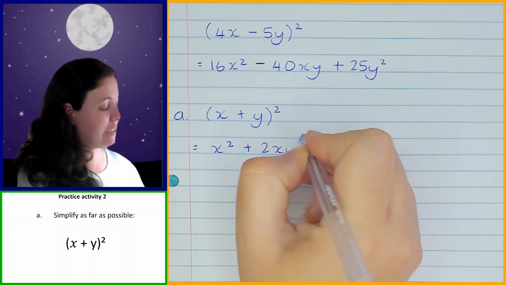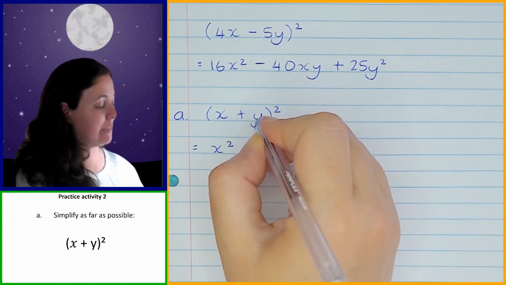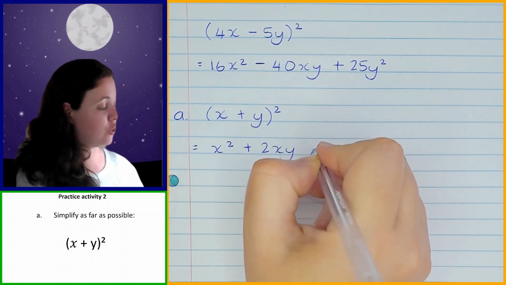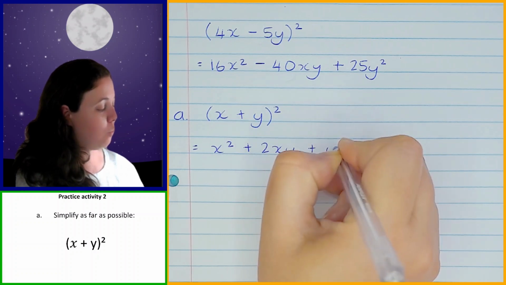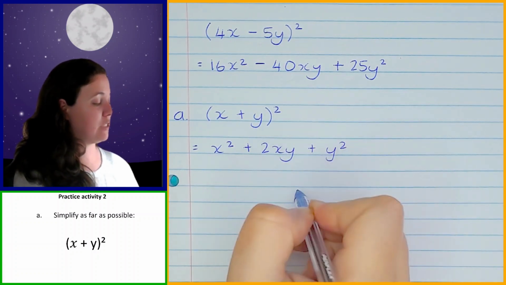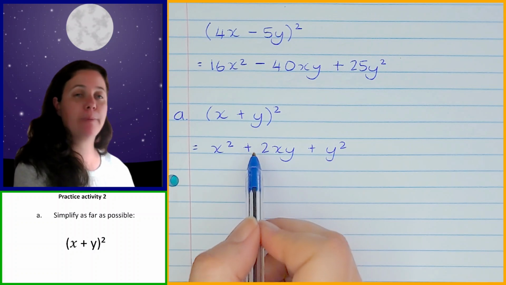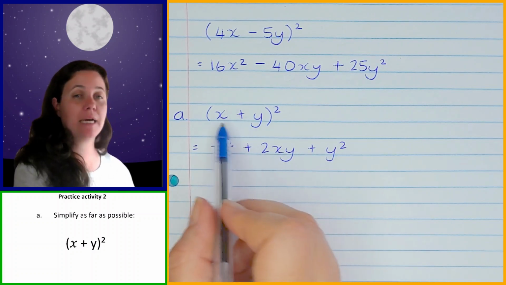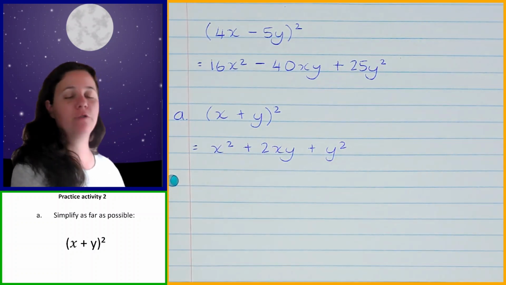Then I'm going to take my second term in the brackets and square it to get my third term over here. So this is going to be plus y squared, and that's always going to be positive. The middle one is going to be positive or negative depending on what signs I've got in my brackets. So that's what you should have got for question A.